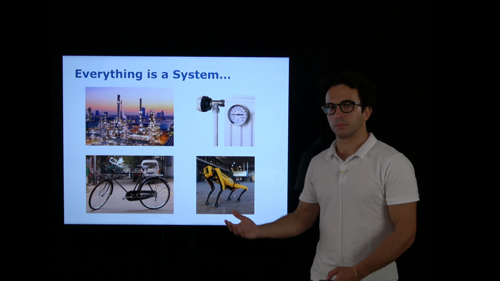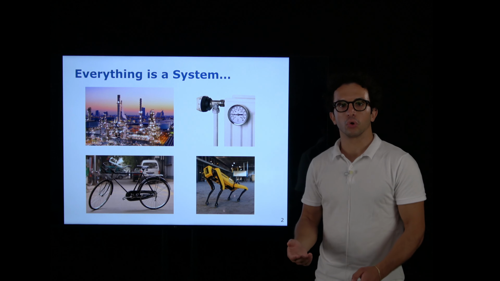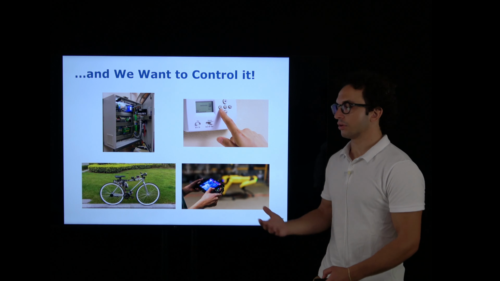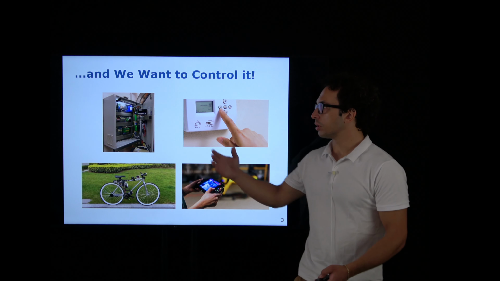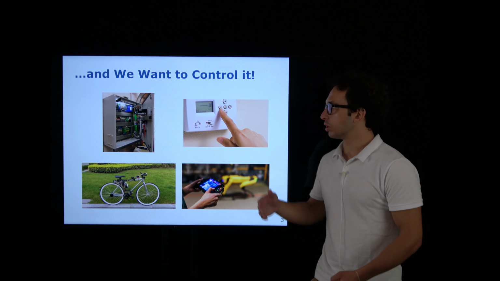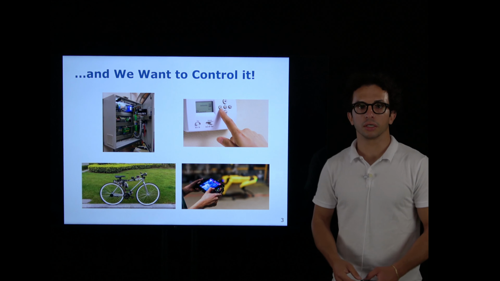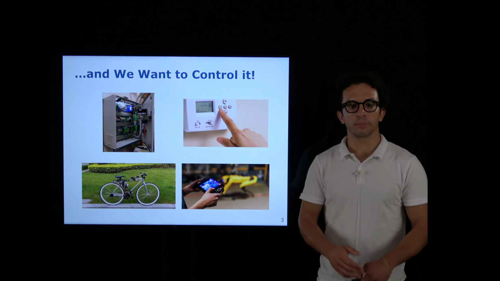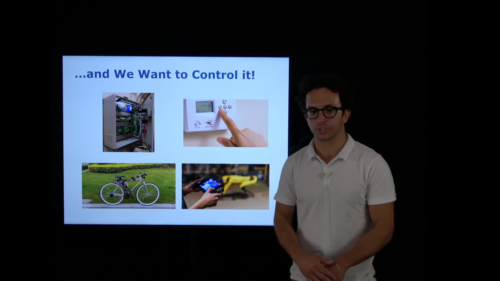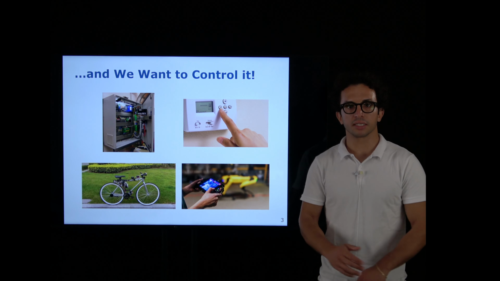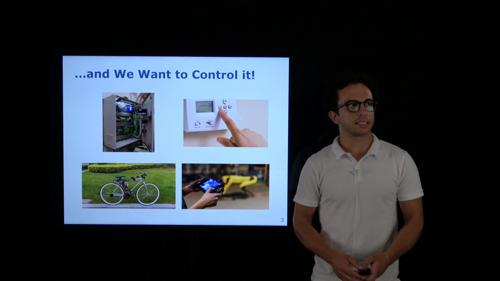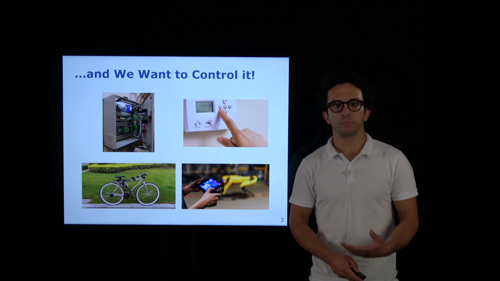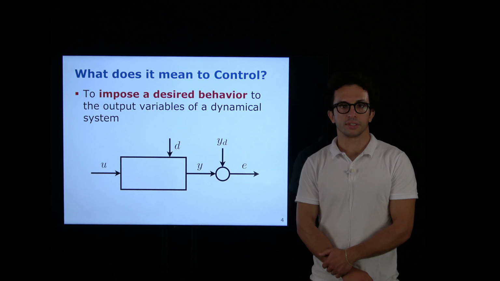So we have the system, yes, but we want to control it. We want to obtain something out of it. We want it to behave in a certain way. So we want to control the power plant in order to do something, or we want the heater to heat a room to a certain temperature, or the bicycle to do something, or the robot to do something, whatever it is. But we want to be able to control it. But then the thing is, what actually means to control a system.